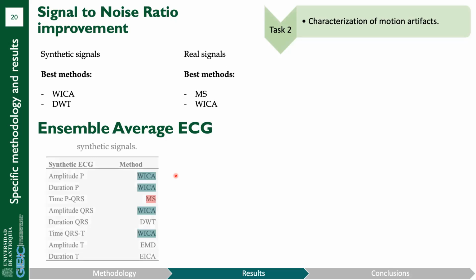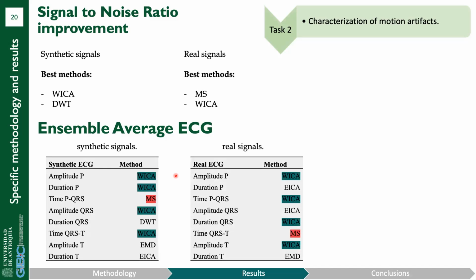Also, we perform the evaluation of the distortion introduced into the signal, evaluating the waveform of the signal, and found, in the case of the synthetic signal and in the real signal too, that it is not possible to obtain a good denoising of all the waves of the signal with just one method. We need to use different methods to obtain good results for a specific characteristic of the signal. I mean, in the case of the amplitude of the P wave, it is a good idea to use the wavelet ICA method in both cases, but for example, for the amplitude of the T wave, it is better to use empirical mode decomposition in the case of the synthetic signals.